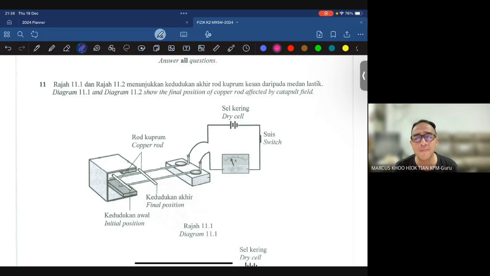We seem to be seeing this pattern a lot in the past 3 papers that we've been doing. Okay, I wonder whether it's a sign. I hope it's a sign and I hope it's a good sign for you.